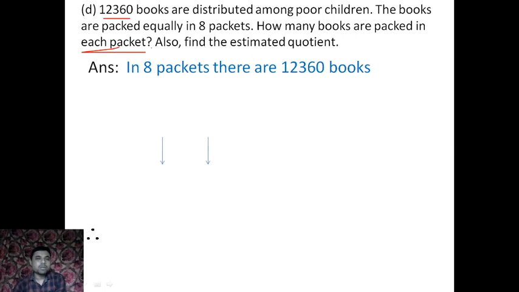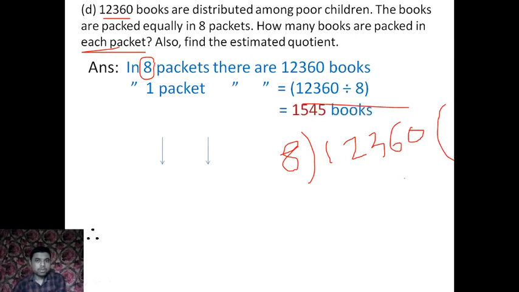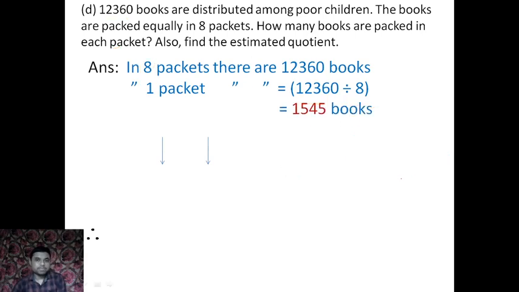Each packet means what? One packet. So when more than one is given and asking for one, what will we do? We will do the division. Okay, this division you just do by your traditional method. 8 and here 1, 2, 3, 6 and 0. You already learned how to do it. Okay, so your answer will be this. Is it clear?